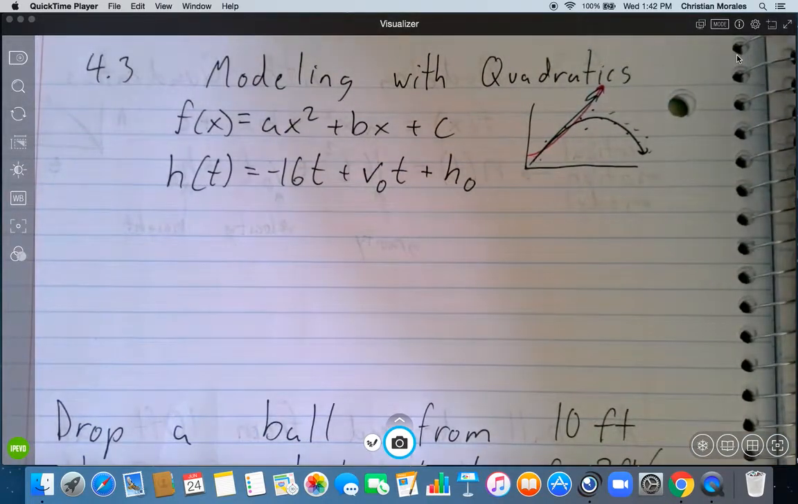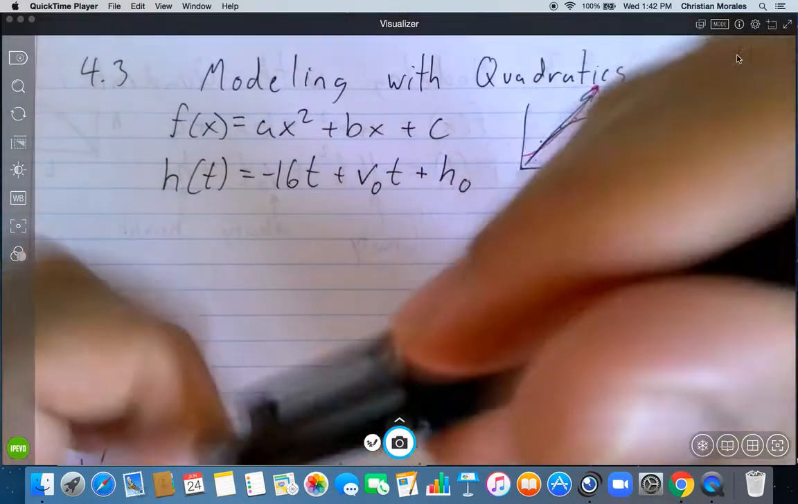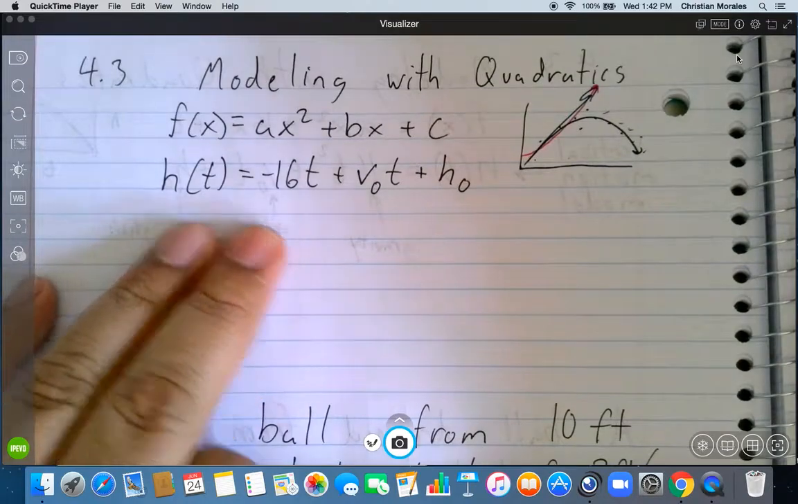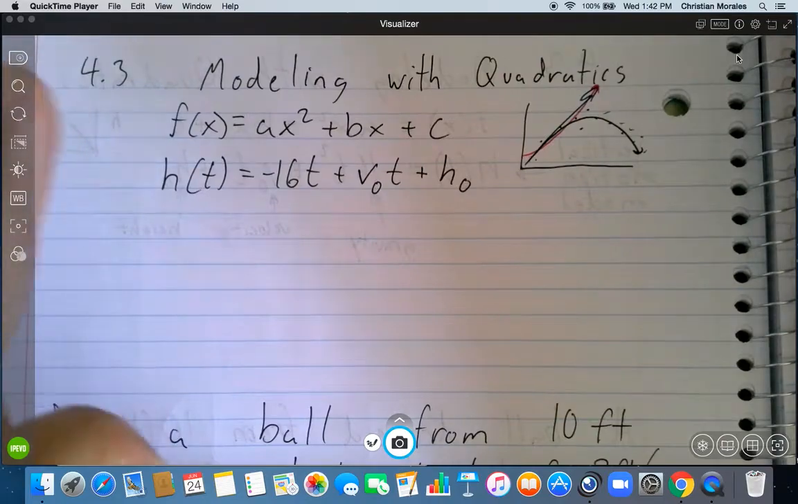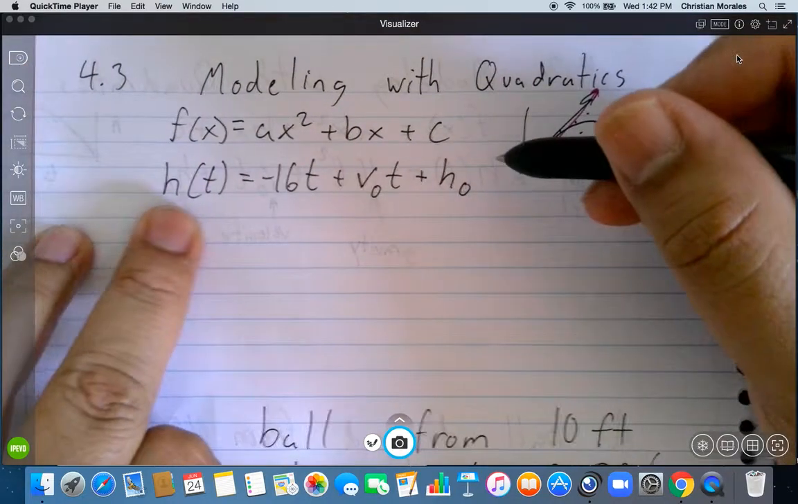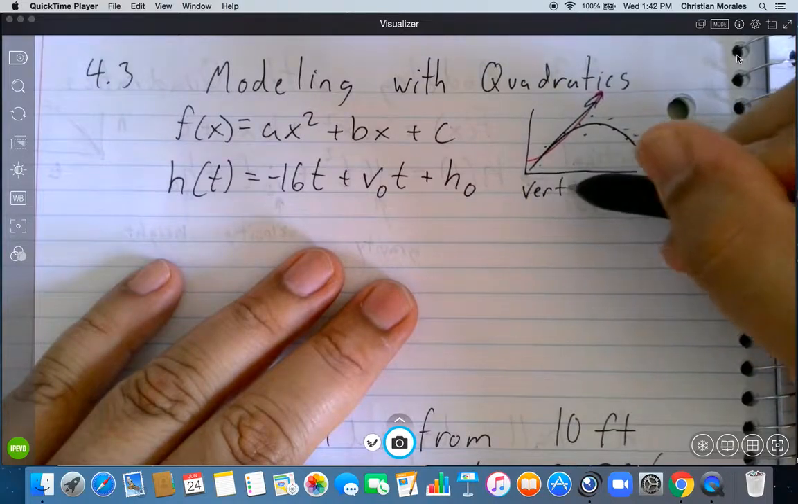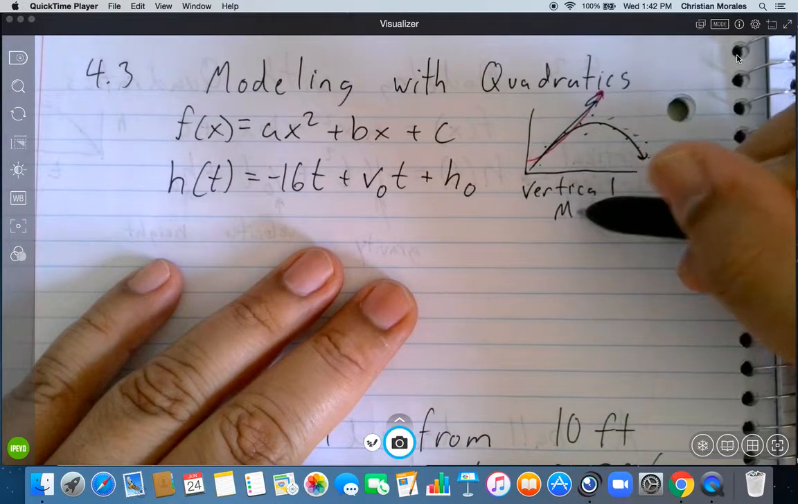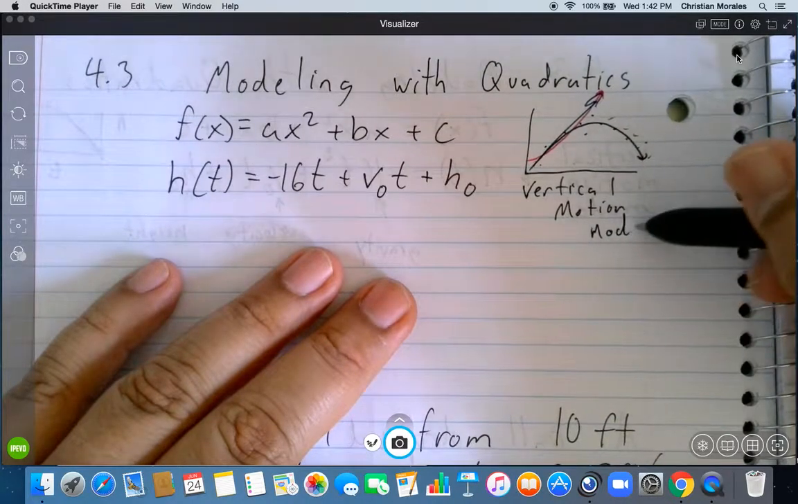Now, there is one very popular one, or one that's very commonly used in physics, and this is called the vertical motion model. Okay, let me write that down. This is the vertical motion model. Let me explain what it is.